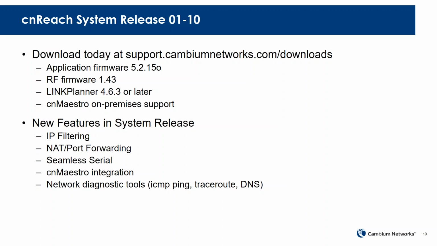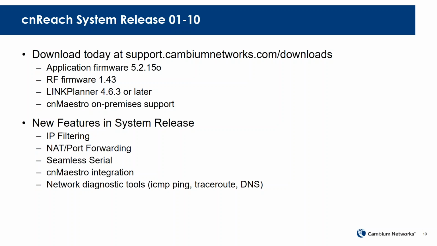The application firmware is what runs the application layer, the GUI, and a lot of the networking features. And then the RF firmware actually controls the software-defined radio. So 5.2.15.0 is the application firmware, and the RF firmware is 1.43. That's all loaded up on the support site. Link Planner is also in that same downloads area. If you download 4.6.3 or later, you'll have access to the cnReach within Link Planner.